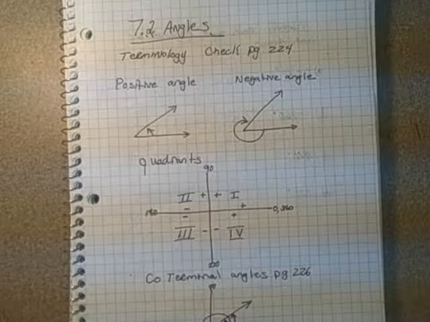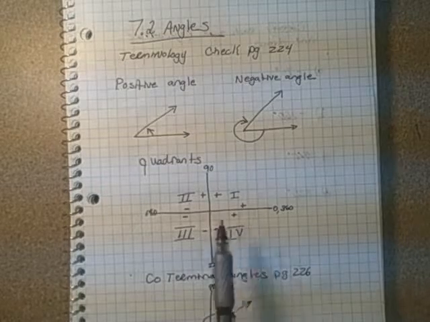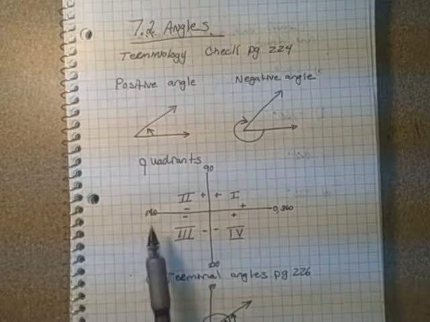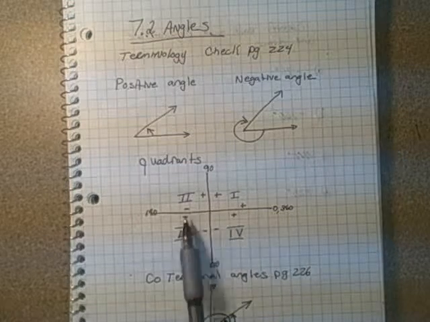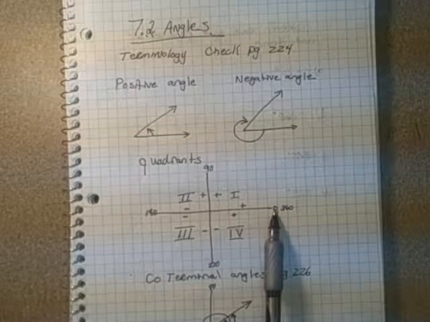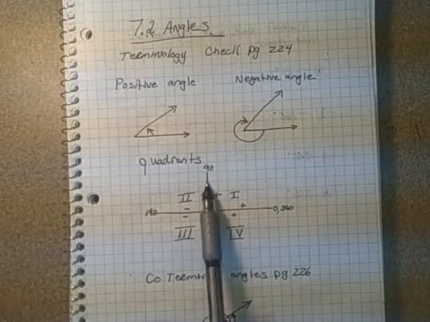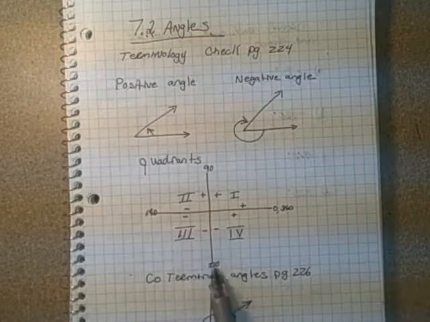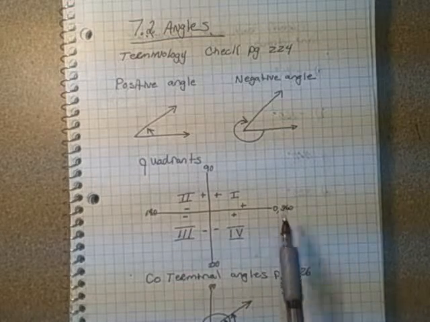Then we have to remember quadrants as they're on the Cartesian plane, and also the points on the Cartesian plane that are degree points. If we start here with our x-axis, the 0 degrees mark is right along the x-axis. Then the 90-degree mark is up here, then 180, 270, and then back to 0, which would be a full circle, giving us 360.